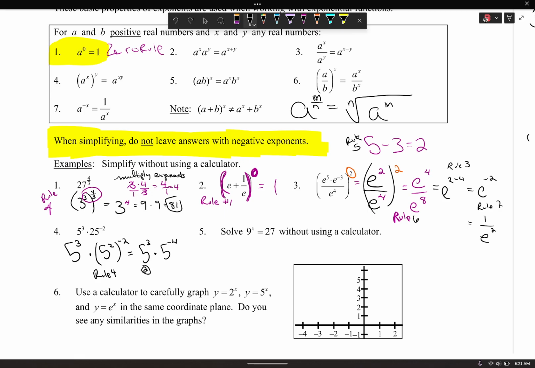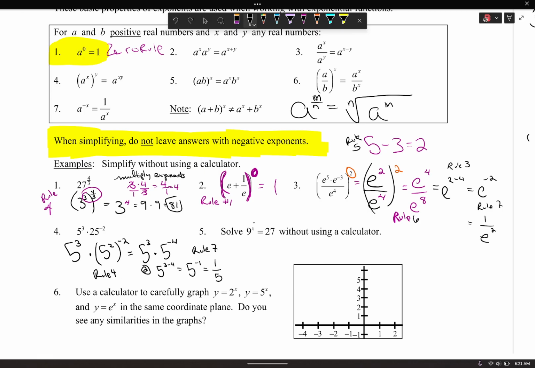And then I'm going to go ahead right here and use this rule, the product rule, which is rule 2. And I'm saying I have 5 to the 3 minus 4, which is going to be 5 to the negative 1, which is going to be 1 over 5, because I just used the quotient rule. I'm sorry, the negative exponent rule right there. This is rule 7.